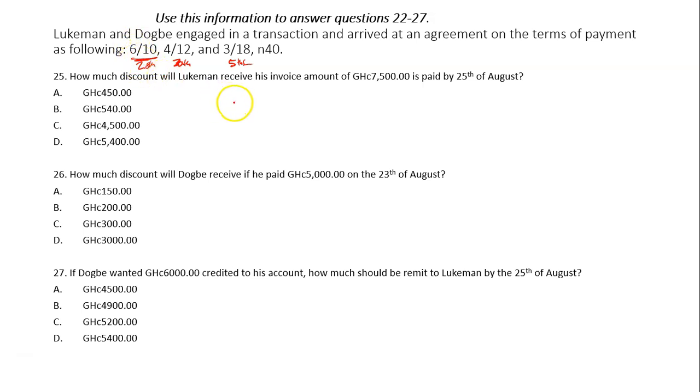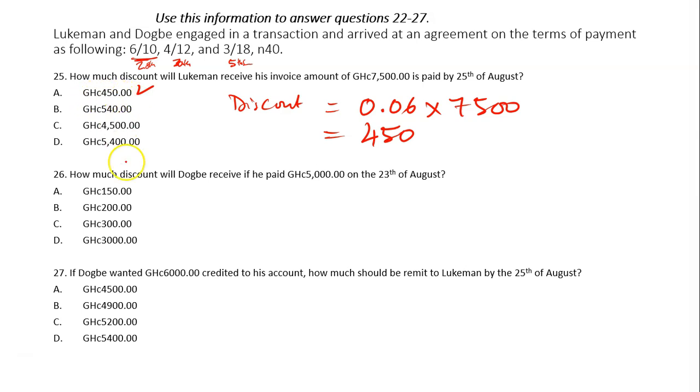So to find the discount, the rate of discount is 6%. 6% in decimal is 0.06 times the invoice, which is 7,500. So 0.06 times 7,500 will give you 450. So the correct answer for question 25 is A.